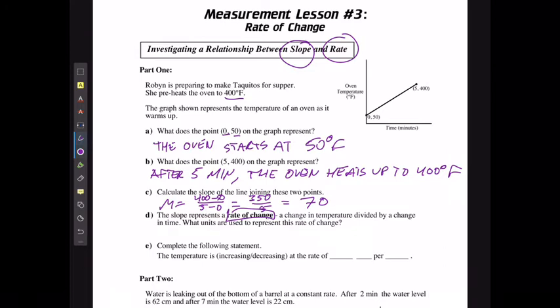What units are used to represent this rate of change? Well, my y values are all in degrees Fahrenheit, and my x values are all in minutes. Which means that, in this case, the temperature is increasing at a rate of 70 degrees Fahrenheit per minute.